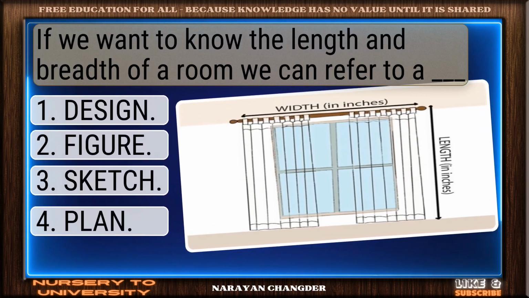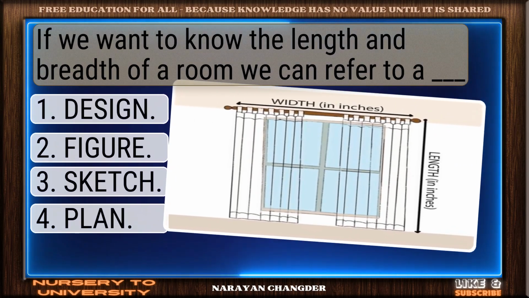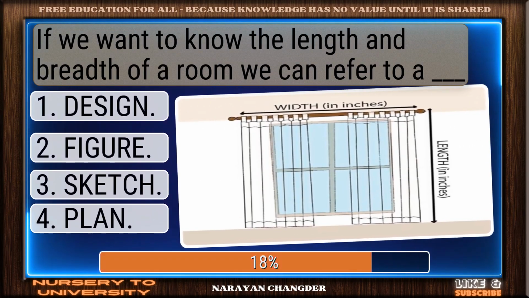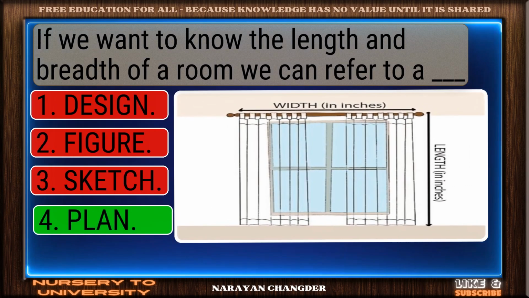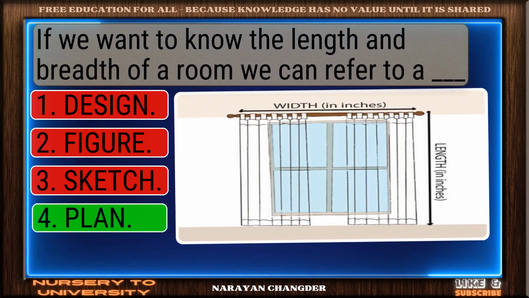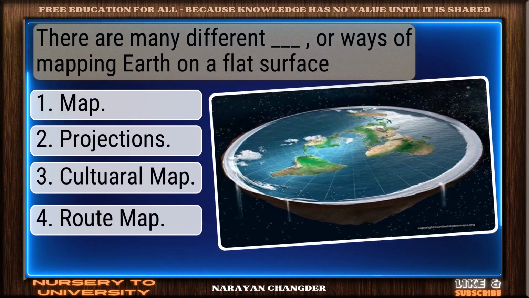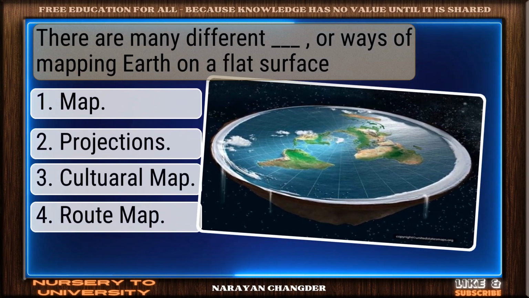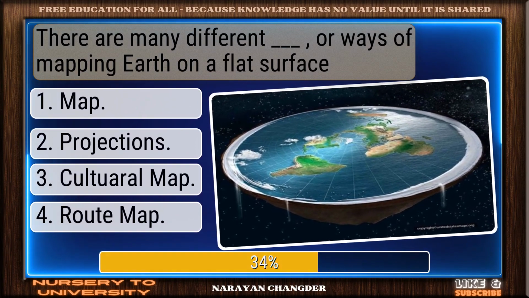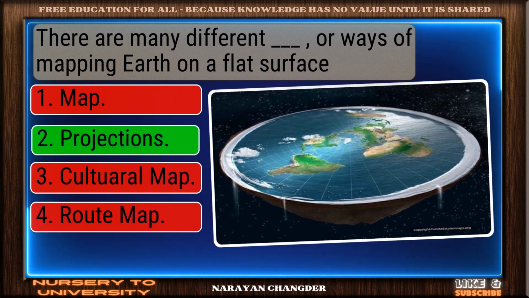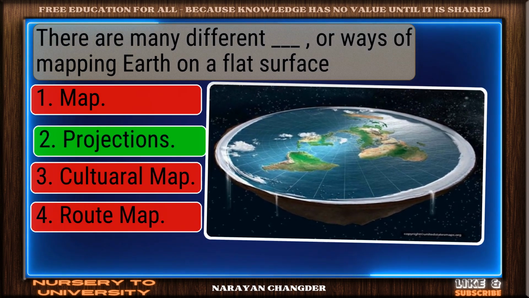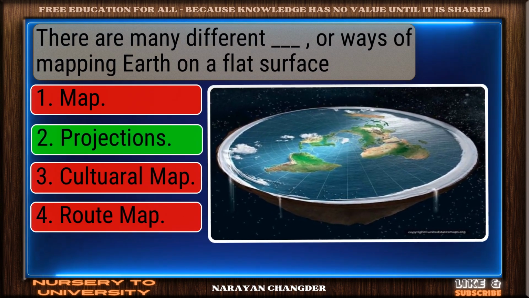If we want to know the length and breadth of a room, we can refer to a plan. Nicely done. Plan is a solid answer. There are many different projections, or ways of mapping Earth on a flat surface. Solid response. Projections is a valid choice.